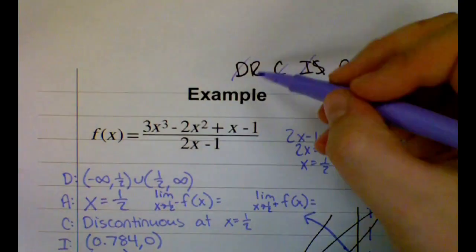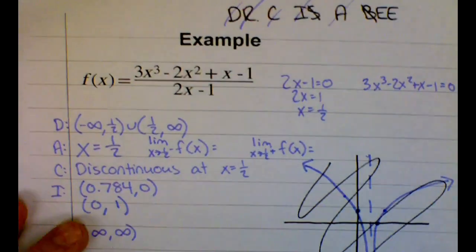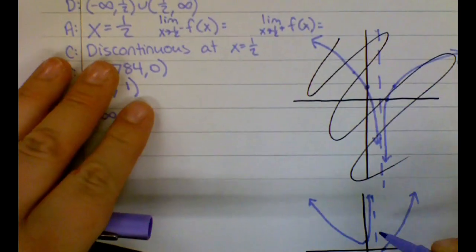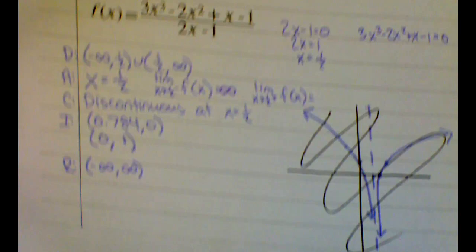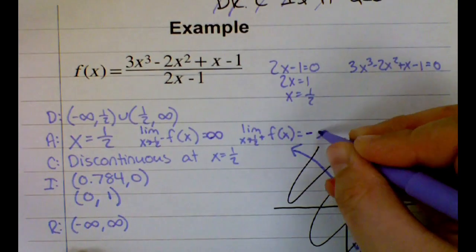All right, what else have we not found? Our behavior at the asymptotes and end behavior and extrema. All right, behavior at the asymptote. Coming in from the left, it goes up. Oops, sorry. Coming in from the left, it goes up, so that's positive infinity. Coming in from the right, it goes down, so that's negative infinity.